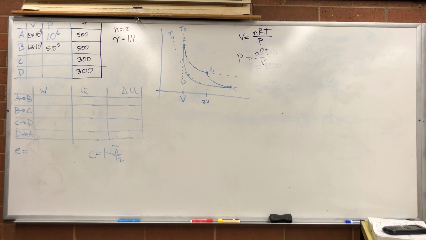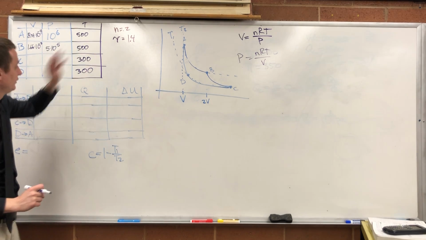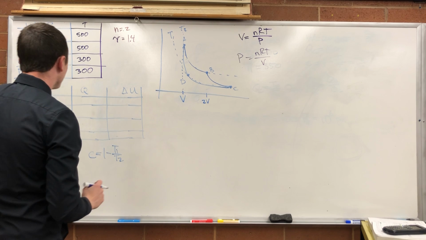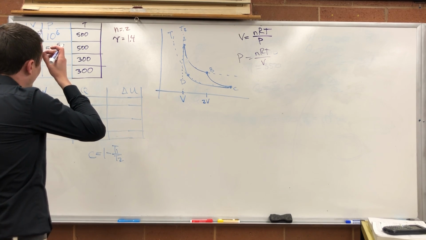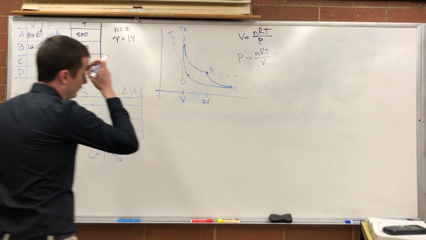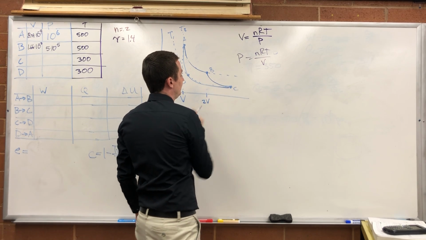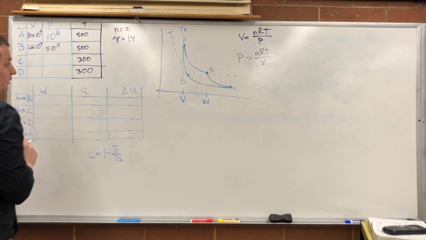Why is it half the pressure? Because if the volume doubles, the pressure has to be halved, because nRT stayed constant. I gotcha. Okay, so we have the pressure and the volume there. Now, going to C. From B to C, that's an adiabatic process.